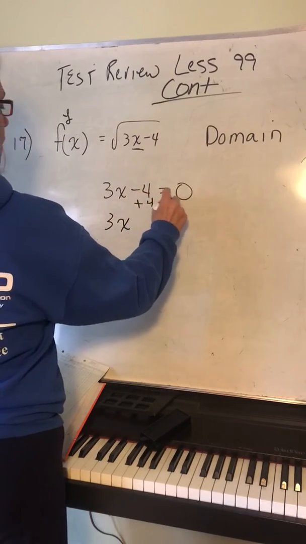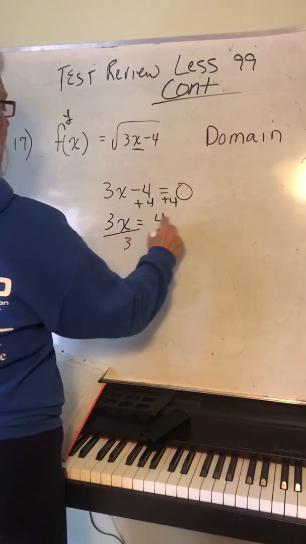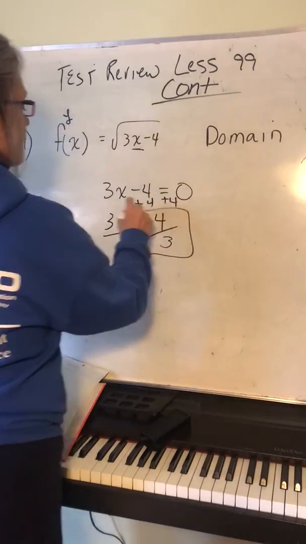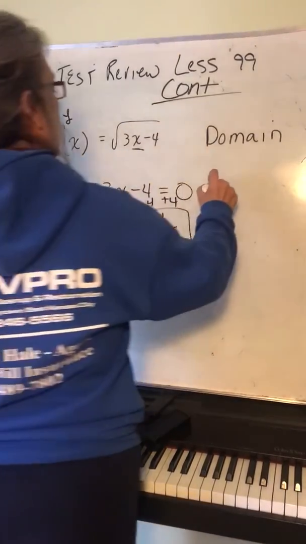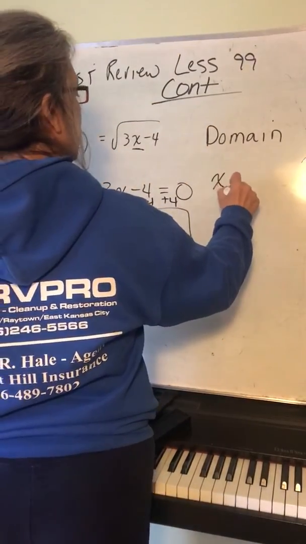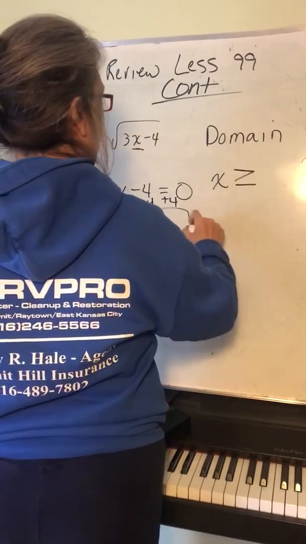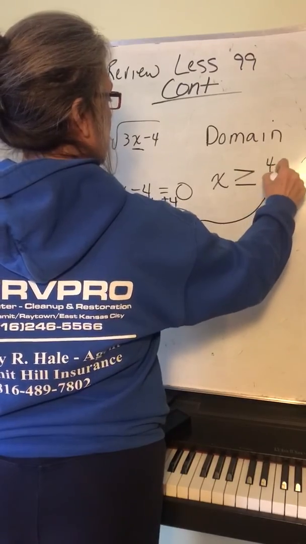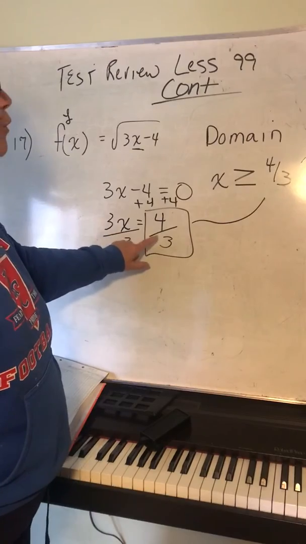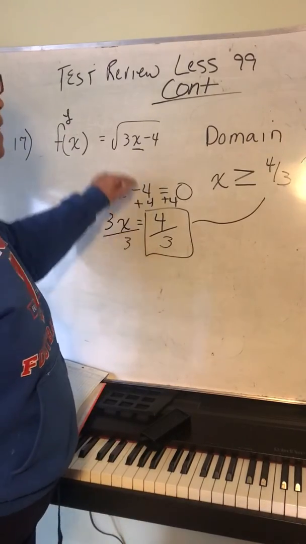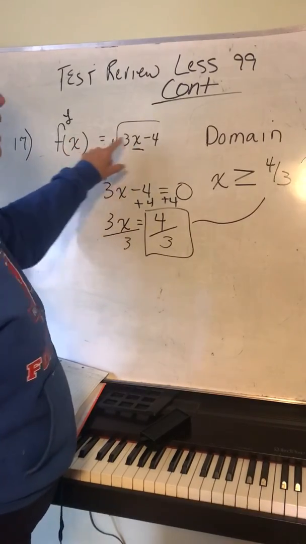Plus 4, equals 4. Divide by 3, divide by 3. This is the answer right here that makes this 0. We want x to be equal to 0 or greater than 0. So this number is the answer. Any x value that is 4/3 or greater is going to satisfy this equation and make this a function.